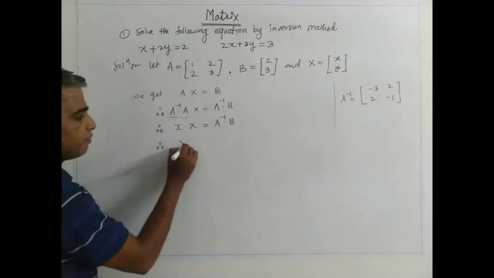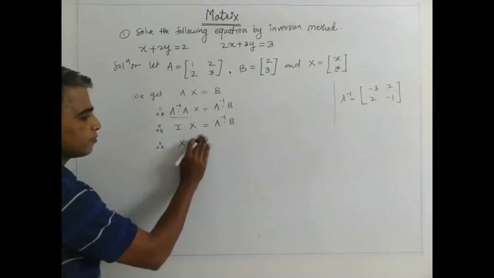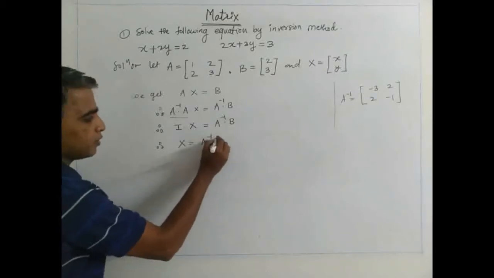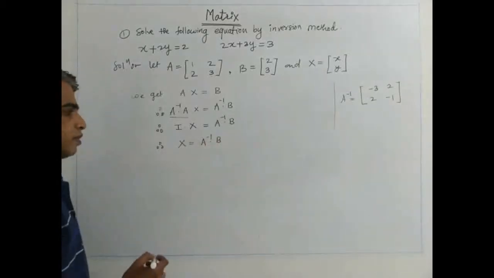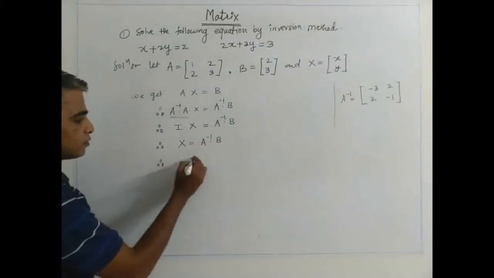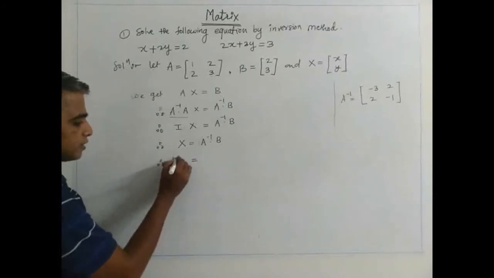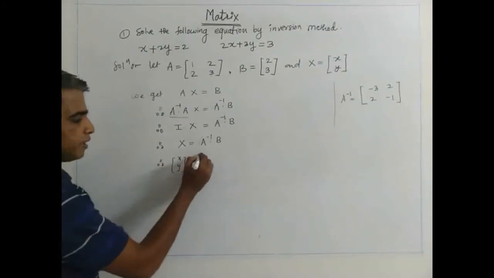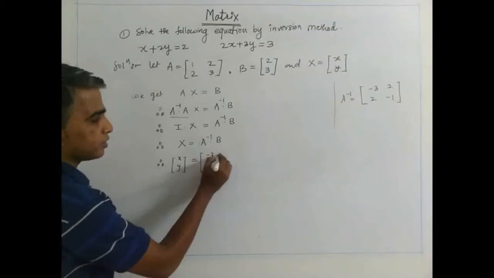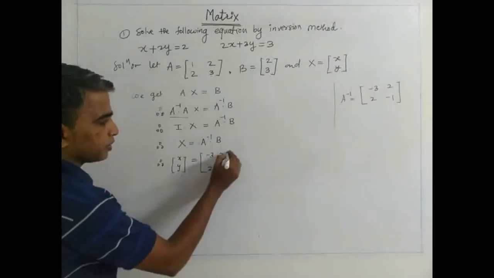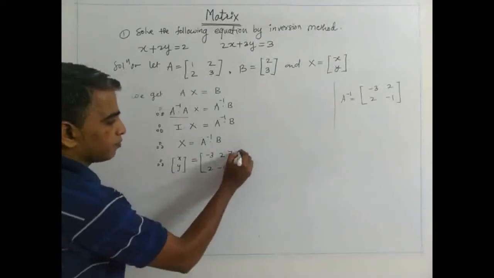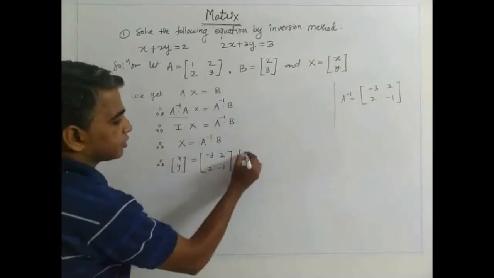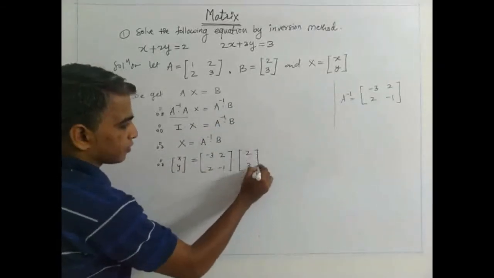And finally we will get X is equal to A inverse into B. So we already have the value. Therefore X, that is the matrix XY, is equal to matrix A inverse, that is [-3 2; 2 -1], into matrix B. Matrix B is [2 3].